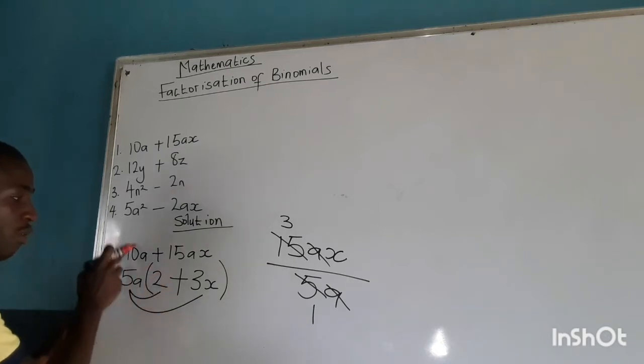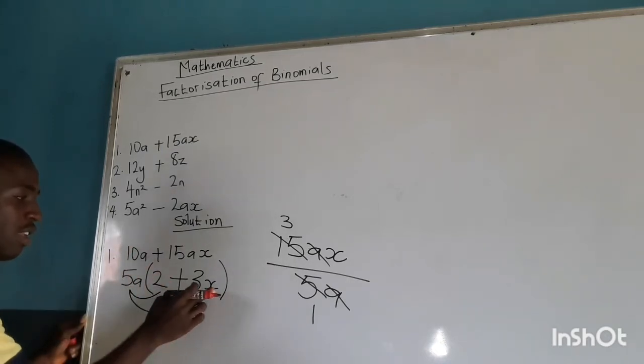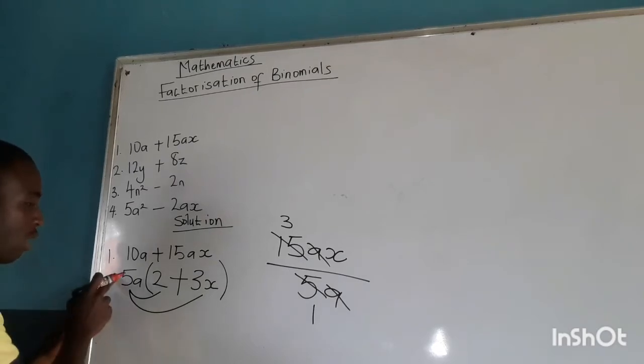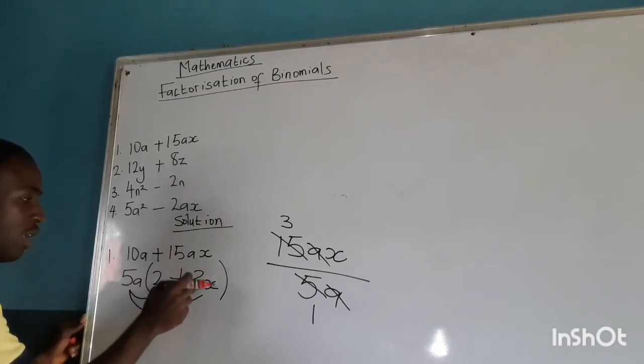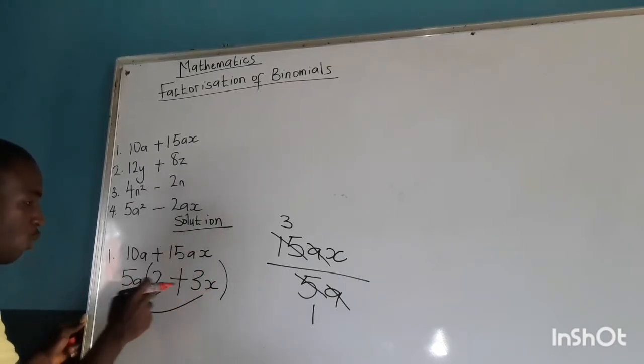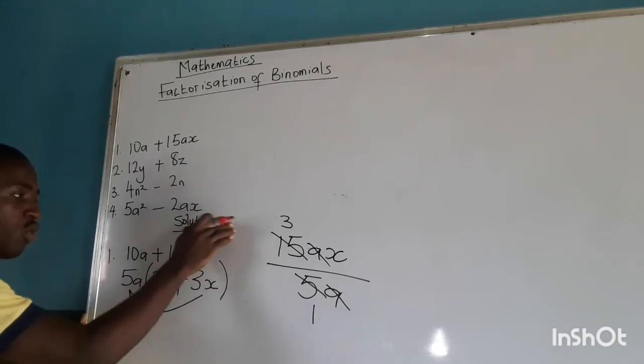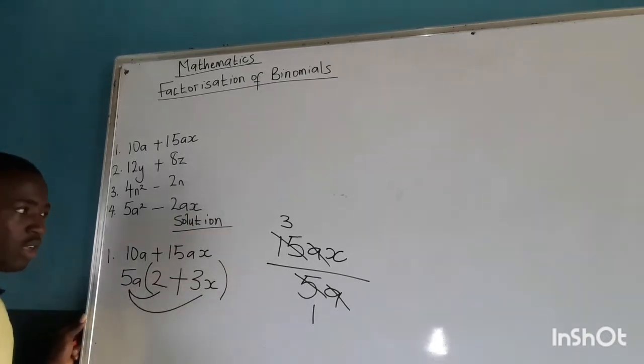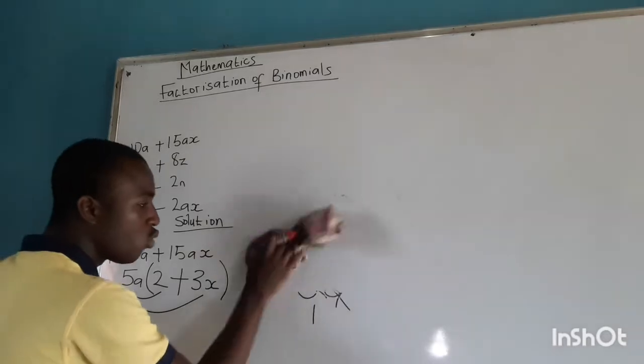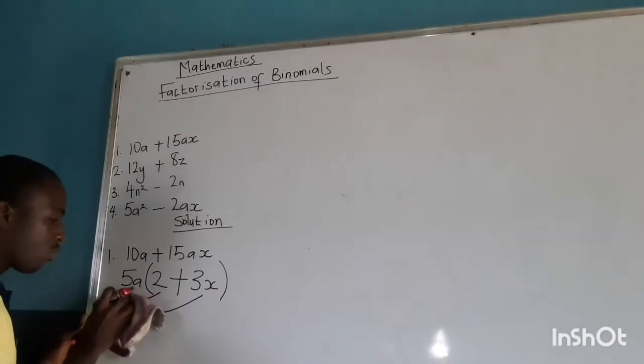5a times 2 will give you 10a. 5a times 3x will give you 15ax. 3 times 5, 15. A times 1a, 1 times x. So you will get the same thing that is here back. So the process is just very easy. We could do the other examples.